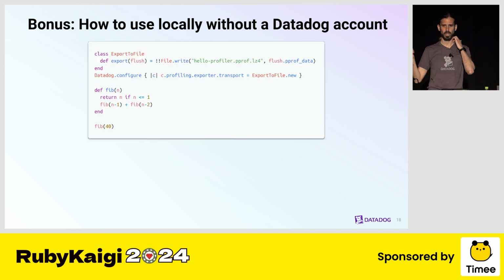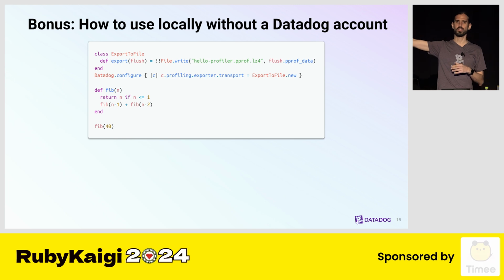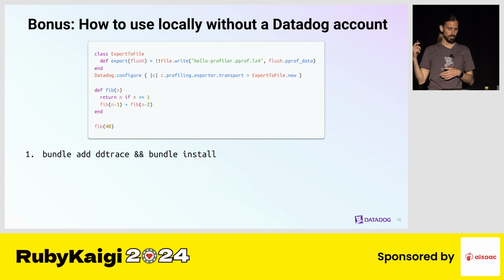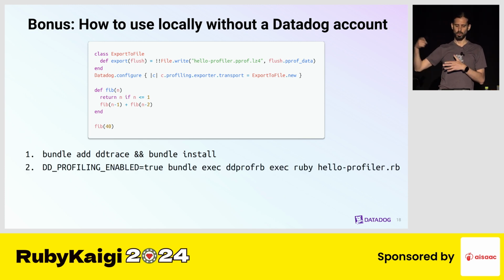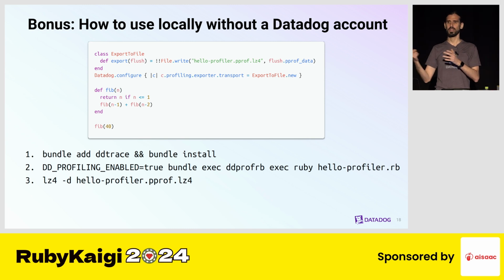So we have support for custom exporting mechanisms. So here's a 3-line exporter that just saves a profile to a file. And here's a simple Fibonacci example. So you add ddtrace to your bundler. You run your app with ddtrace. You uncompress the profile. And here's another example.